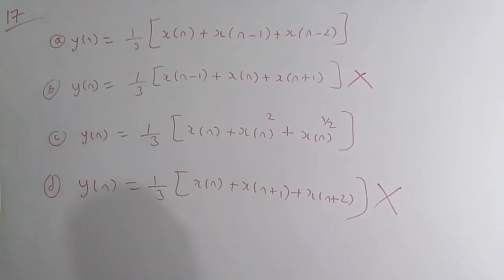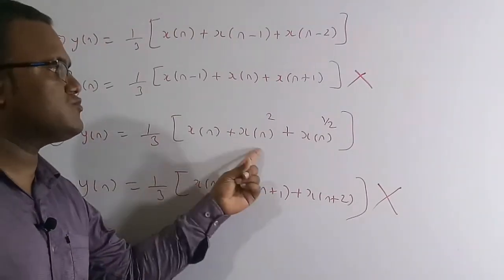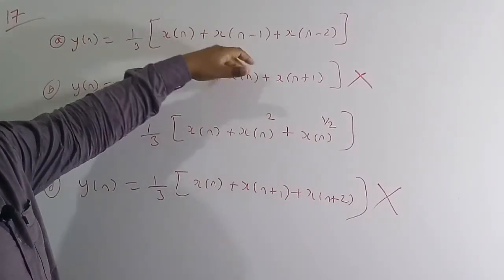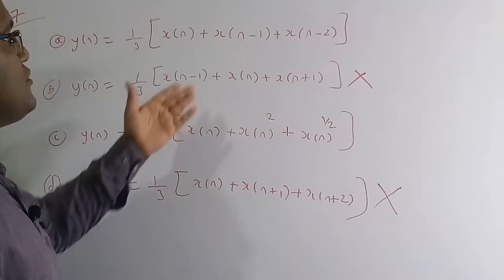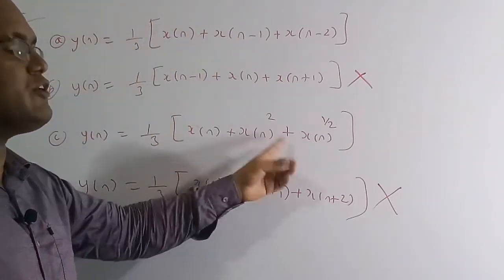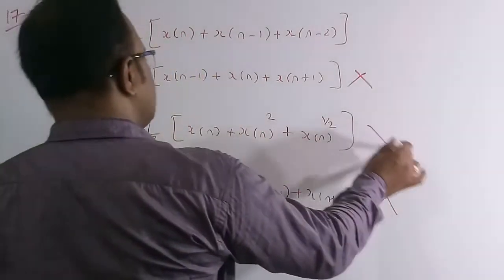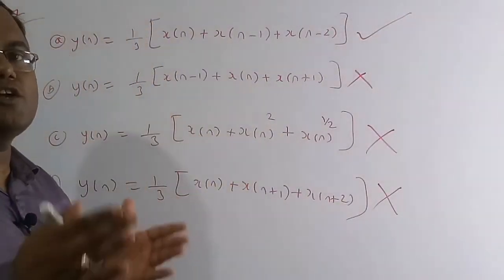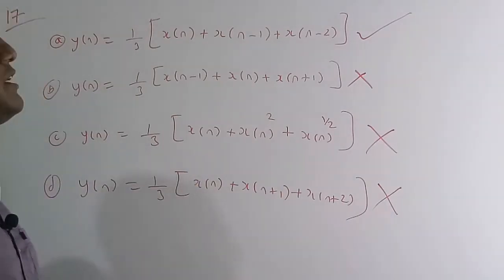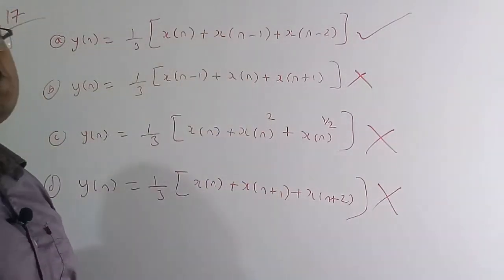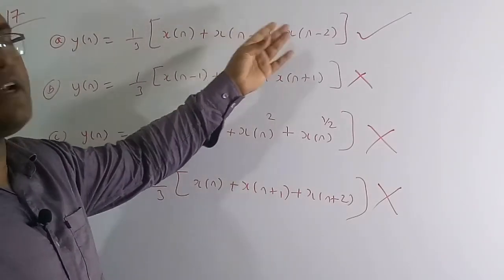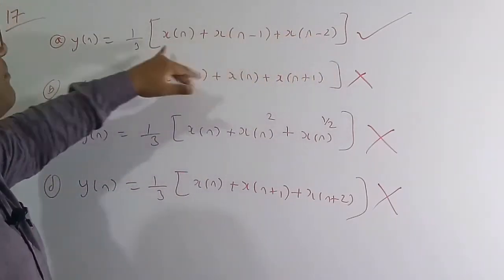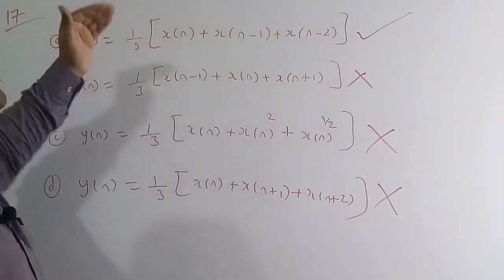And if you take A and C, if you see carefully, there is a square and a 1 by 2, and here it is going to depend upon only the present values. Moving average means it is going to take even the past values, so this is not correct. Finally this is the correct solution of this question, because moving average means we consider even the past values of the input. Only this option shows the past values, which is x of n, x of n minus 1 and x of n minus 2, and does the summation and takes the average over 3. So this is the correct solution of this question.